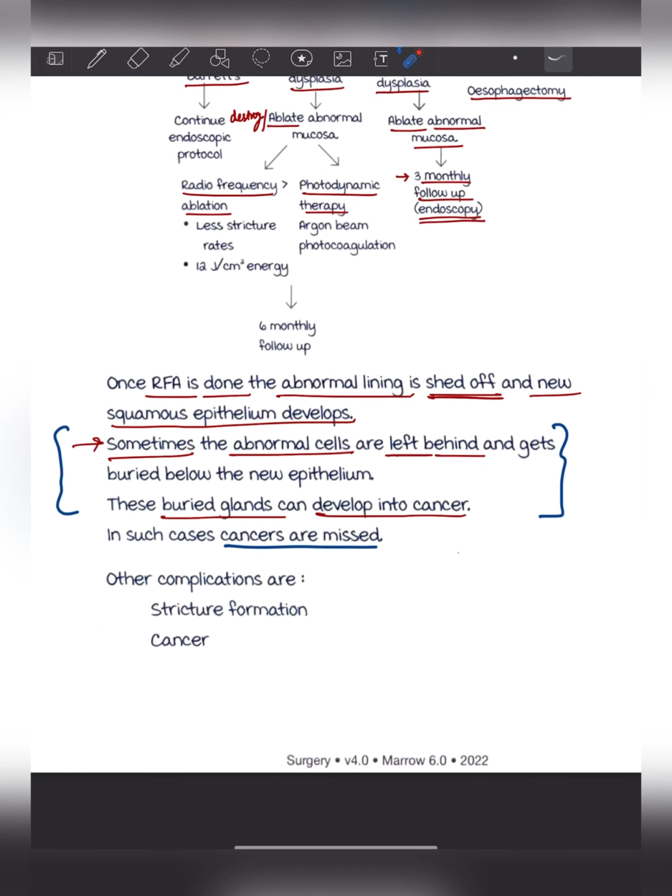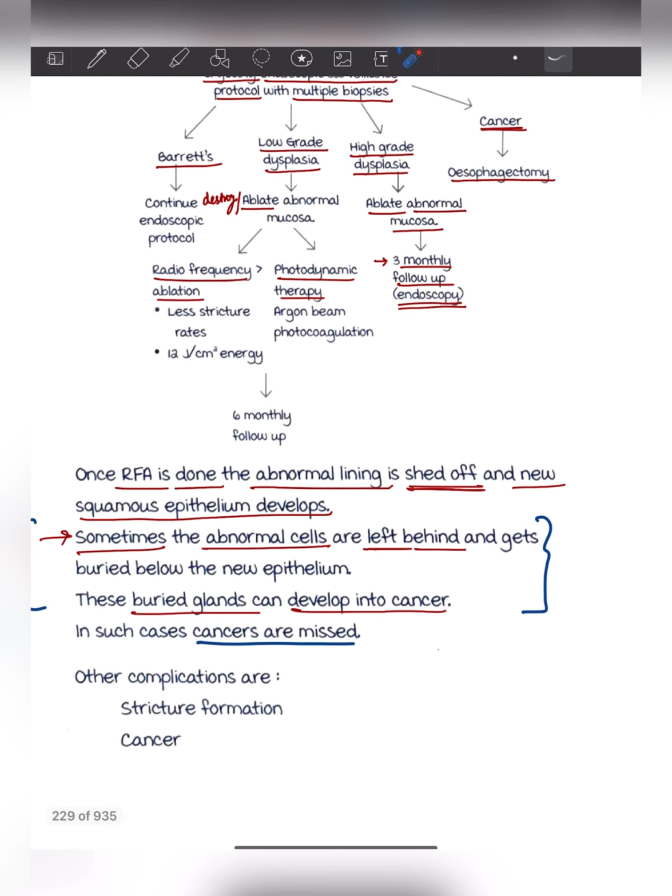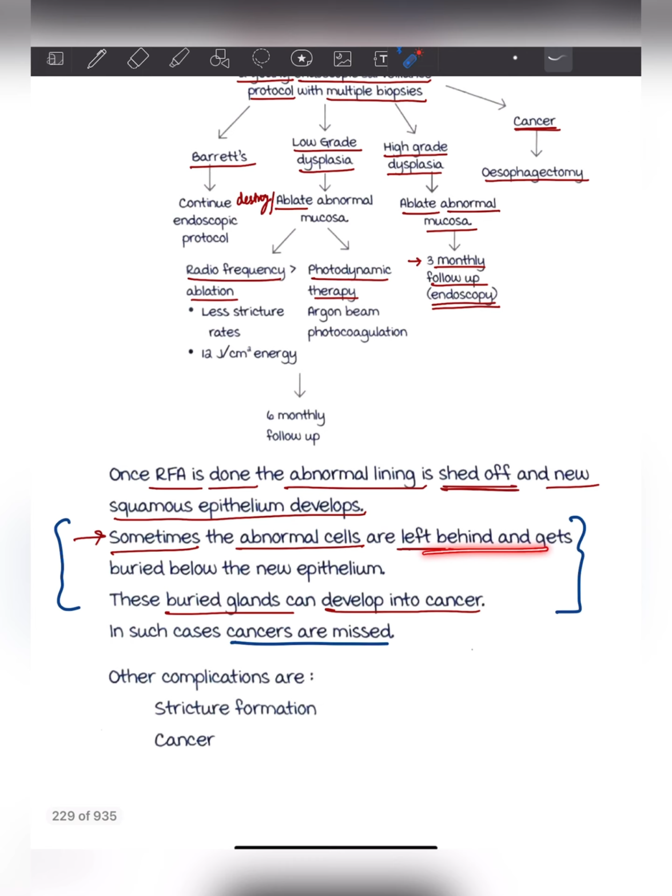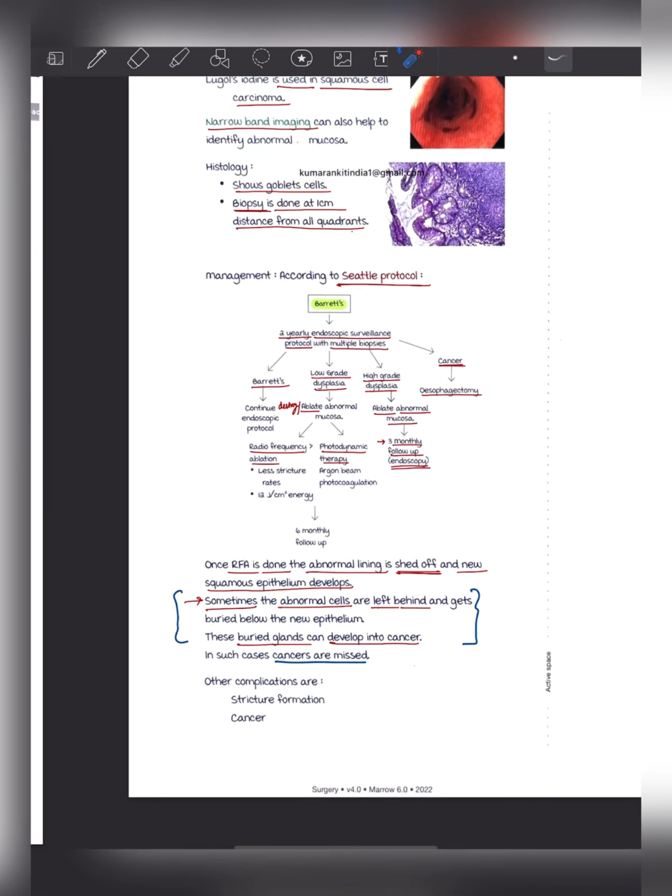Next is, once RFA is done, the abnormal lining is shed off and new squamous epithelium develops. Sometimes the abnormal cells are left behind and get buried below the new epithelium, and these buried glands can develop into cancer. In such cases, we miss out the cancer. Other complications are stricture formation and cancer.